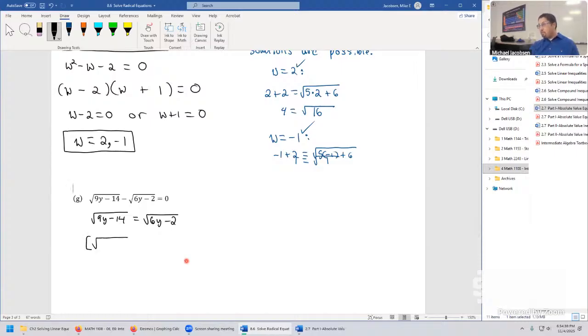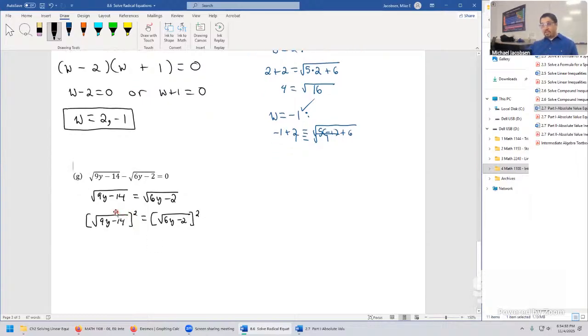The square root of 9y minus 14 to power 2 is equal to the square root of 6y minus 2 to the power of 2. We're using power 2 because we expect the cancellation with the root and the outer power of 2. So now it's just 9y minus 14 equals 6y minus 2. So after squaring both sides, we freed up the variable y.